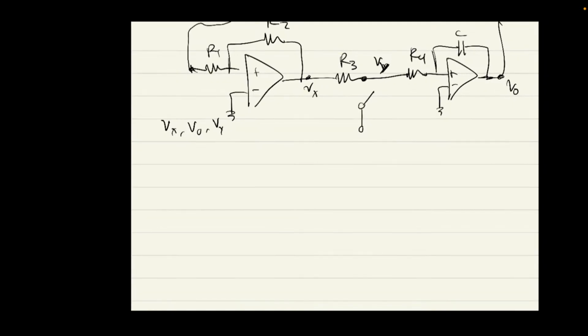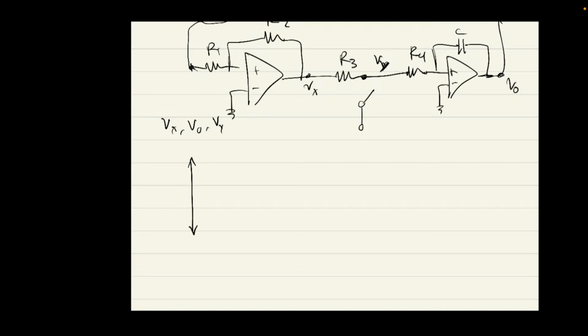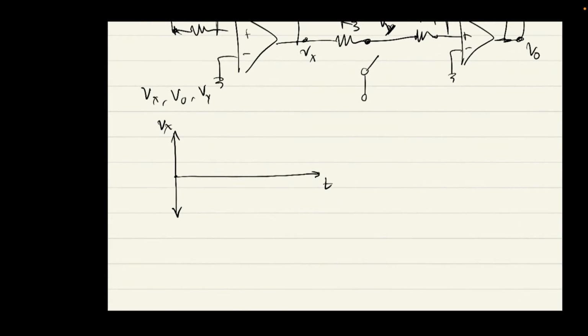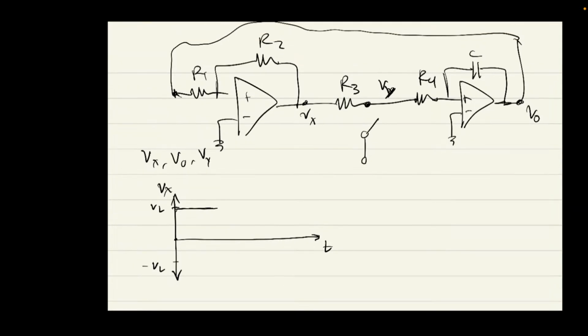So let's start with Vx. Everything okay? Okay, we'll start with Vx. So what we do is we first assume that it's at some state, okay? Let's assume that Vx is at positive VL, right? Because remember, Vx is the output of the Schmidt trigger that we just analyzed. Okay, it's one of two stable states.